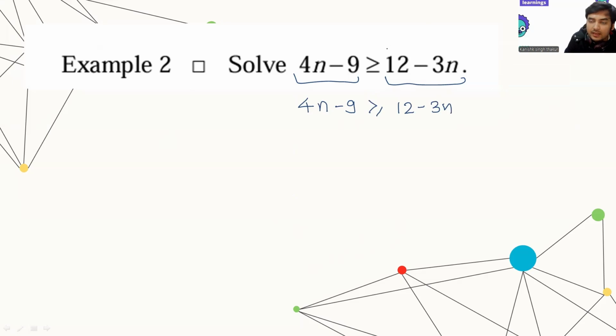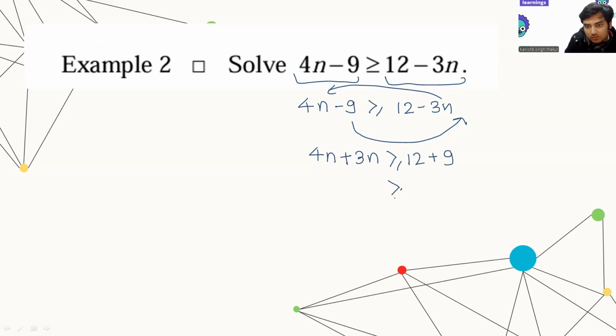I'll shift 9 there. I'll keep all n on one side and all other things on the other. So minus 9 will be shifted here, minus 3n will be shifted here. So what will become? 4n plus 3n is greater than or equal to 12 plus 9. So 4n plus 3n is 7n. It's greater than or equal to 21. So n you'll get as greater than or equal to 3.